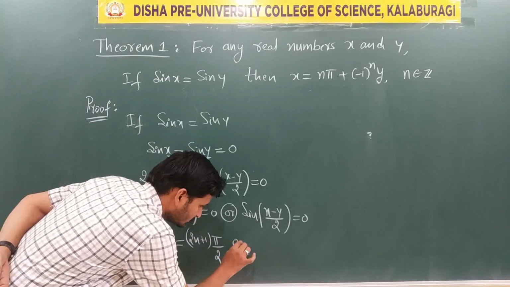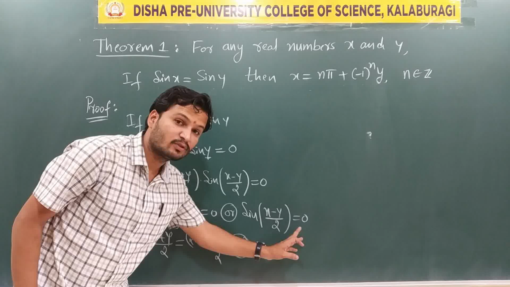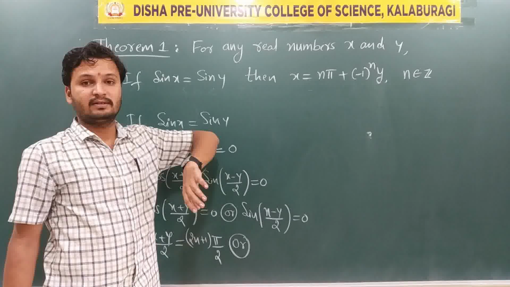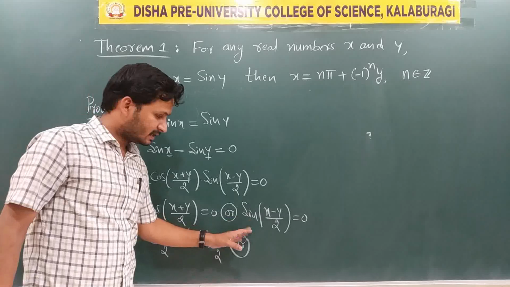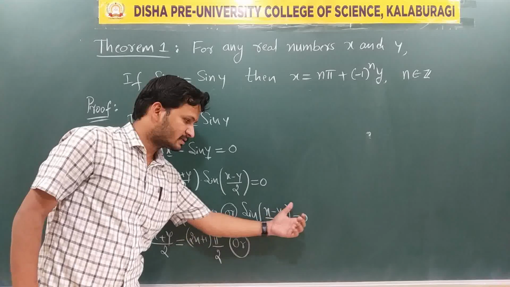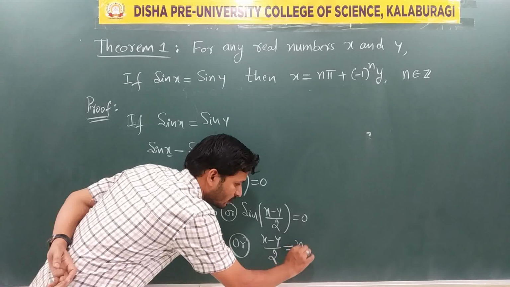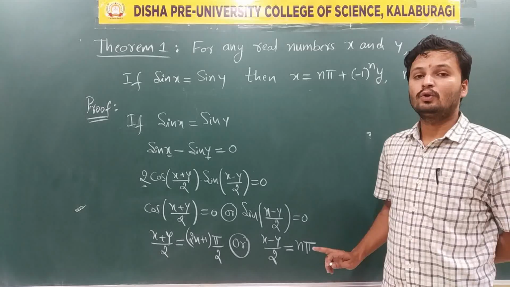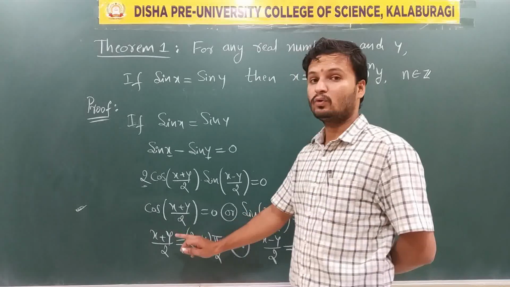Or, here sine of (x minus y) by 2 equals 0. Note number 1: sine of x equals 0, then for what values of x? Sine function is 0 at integral multiples of pi, that is n pi. So here in place of x is (x minus y) by 2, which equals n pi. These two are because of note number 1 and 2. This is note number 1, this is note number 2.